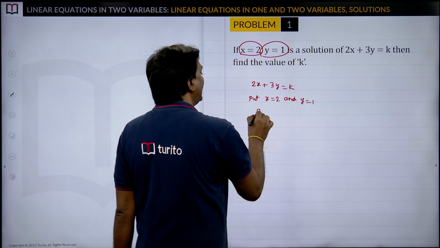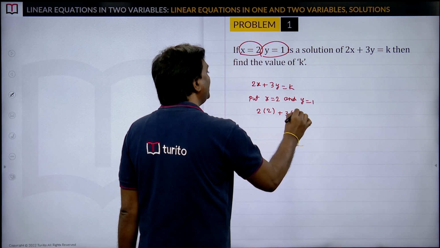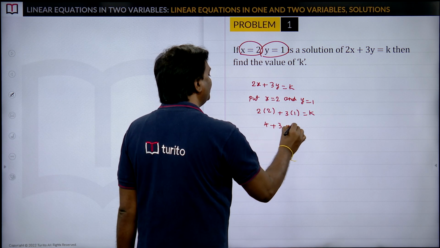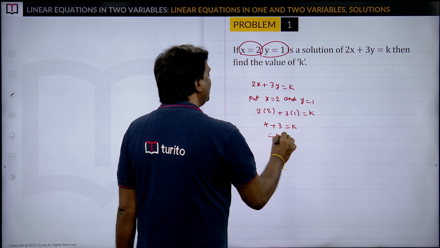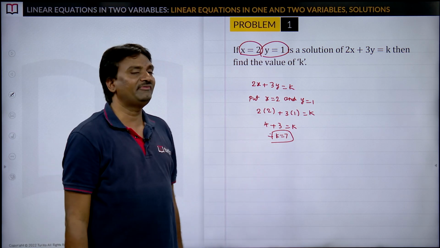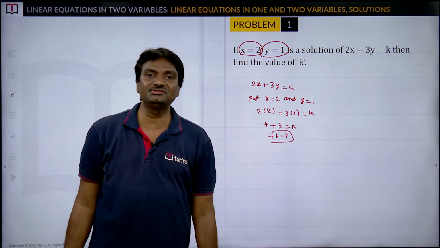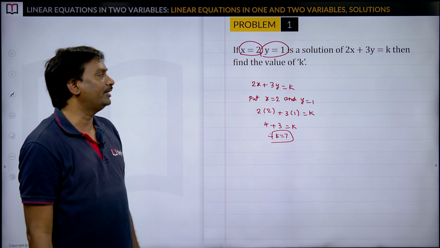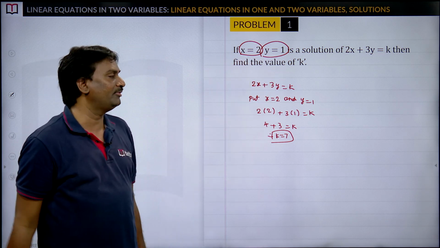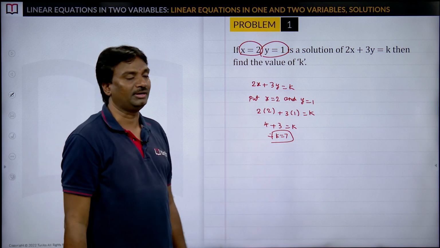In place of x writing 2, 2 into 2. In place of y writing 1, 3 into 1 equal to k. So, 2 into 2 is 4, 3 into 1 is 3 equal to k. 4 plus 3 equal to 7. So, you will get k equal to 7. So, 2x plus 3y equal to 7 or 2x plus 3y minus 7 equal to 0 is the linear equation in two variables x and y. So, substitute x equal to 2 and y equal to 1 in the given equation. After simplification, we got k equal to 7.